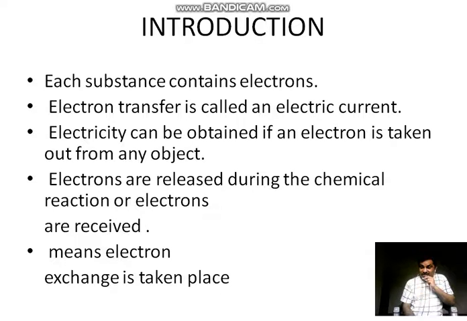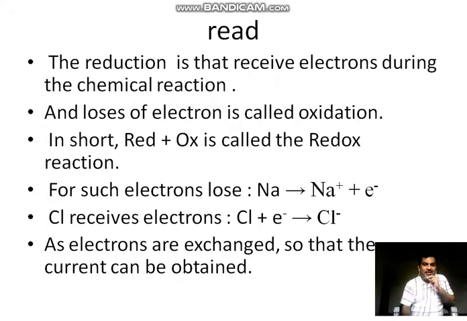Now the question arises: how can we remove the electrons from the object or the substance? And the answer is very simple. By means of a chemical reaction, we can remove electrons from the substance, and thus electricity is produced by a chemical reaction. It means that when electron exchange takes place between the chemicals, we will have electricity. So now you have to read this.